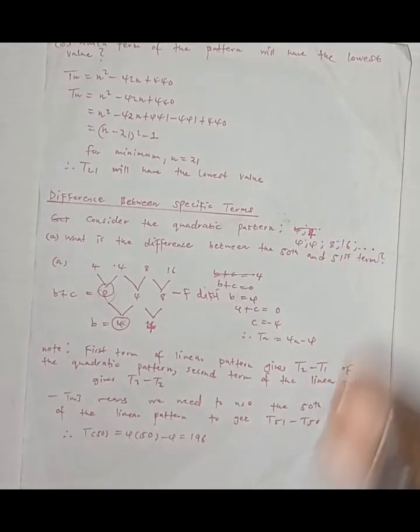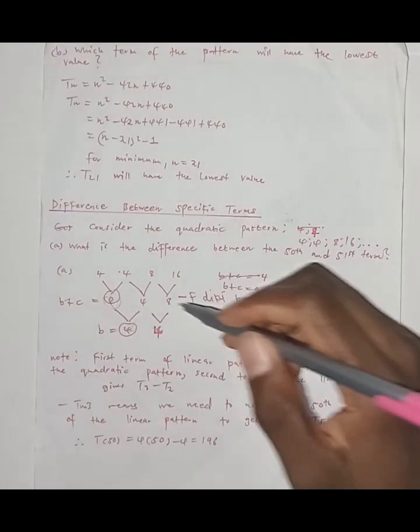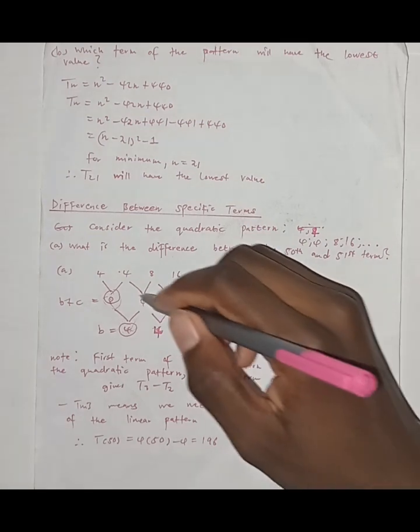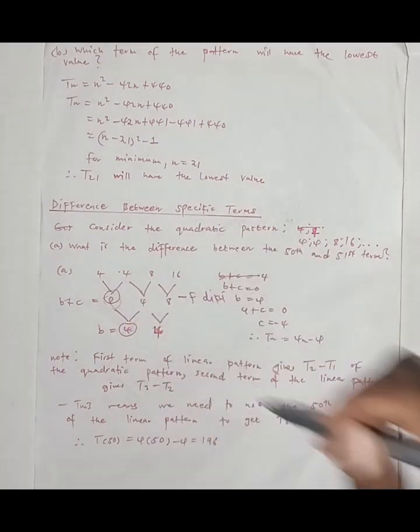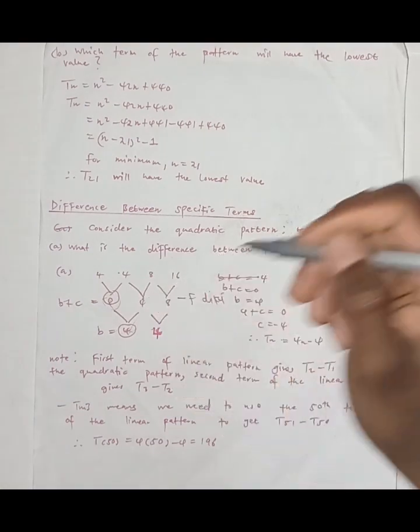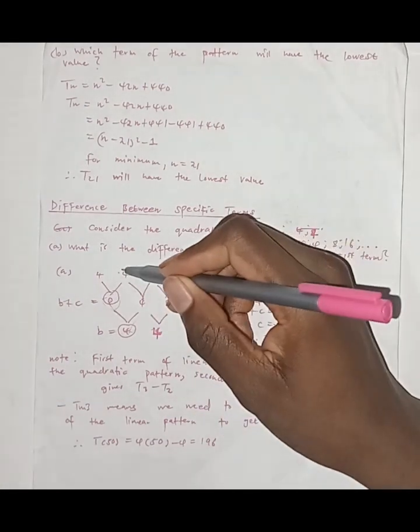Now note, for the first term of the linear pattern, it gives t2 minus t1. We get t2 minus t1 of the quadratic pattern. Then for the second term of the linear pattern, it gives t3 minus t2. That's for the second term, which is this one. So for the first term it was t2 minus t1.